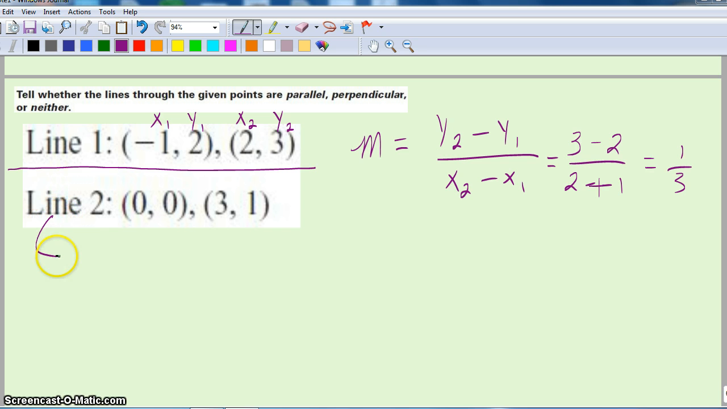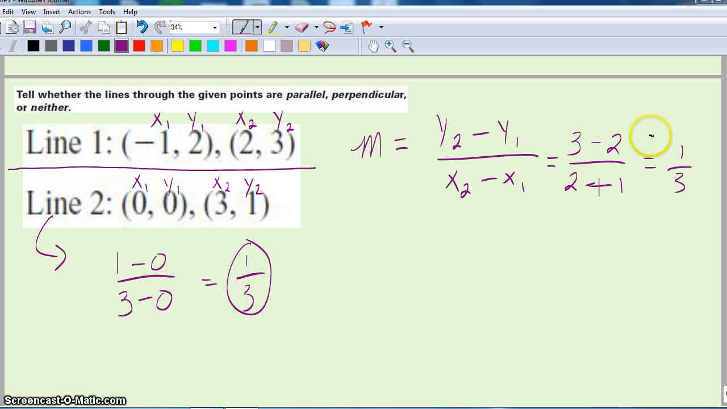Now I have to do line 2. Same formula. x1, y1, x2, y2. Okay, so y2 goes first. y2 is 1. Put the minus sign. Then comes y1. y1 is 0. Divide by 1 minus 0 is 1. Now the bottom part. x2 right here, which is 3. Minus sign because it says to put a minus. Now x1. x1 is 0. 3 minus 0 is 3.